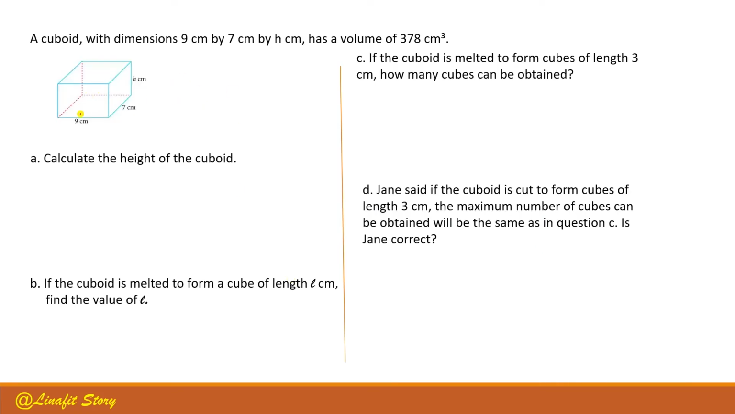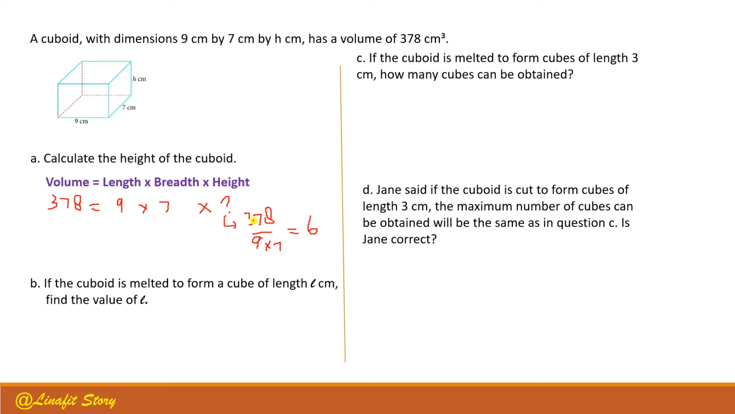A cuboid with dimensions 9 cm by 7 cm by 8 cm has a volume of 378 cubic cm. Question A. Calculate the height of the cuboid. Given the volume of a cuboid is length times breadth times height. The volume is 378. The length is 9. The breadth is 7. Then how to find the height? To get the height is 378 divided by 9 times 7. 9 times 7 is 63, so 378 divided by 63 is equal to 6 cm.